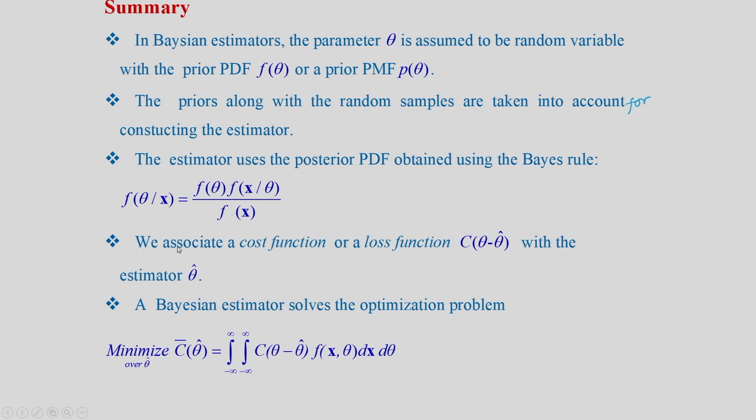So, this is the marginal PDF, this is the conditional PDF of x given theta, and this is the prior PDF. In Bayesian estimation, we associate a cost function or a loss function c of theta minus theta hat with the estimator theta hat. So, this is a positive error measure, and this cost function we want to minimize. A Bayesian estimator solves the optimization problem. This is the optimization problem here, minimize over theta hat c bar of theta hat, that is the expected cost function or average cost function or risk function, and that is equal to the integral from minus infinity to infinity, minus infinity to infinity, c of theta minus theta hat into f of x, theta dx d theta. This is the Bayesian estimation problem as an optimization problem.